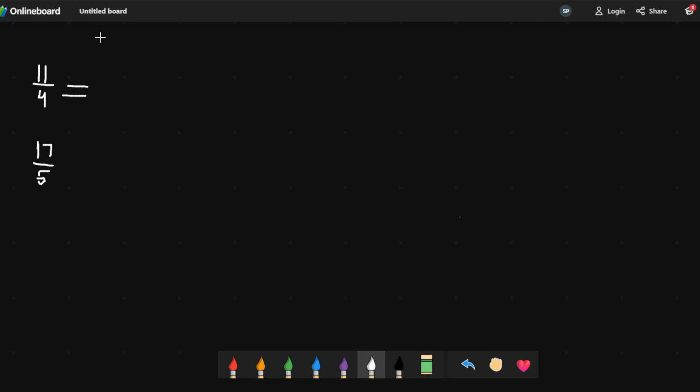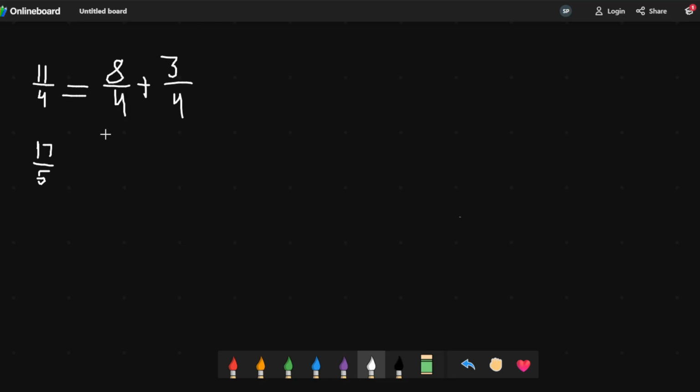So right off the bat, you could actually turn this into 8/4 plus 3/4. So as you can see, 8 plus 3 equals 11. And the bottom is 4 because the denominator is always going to stay the same. So now we have this.